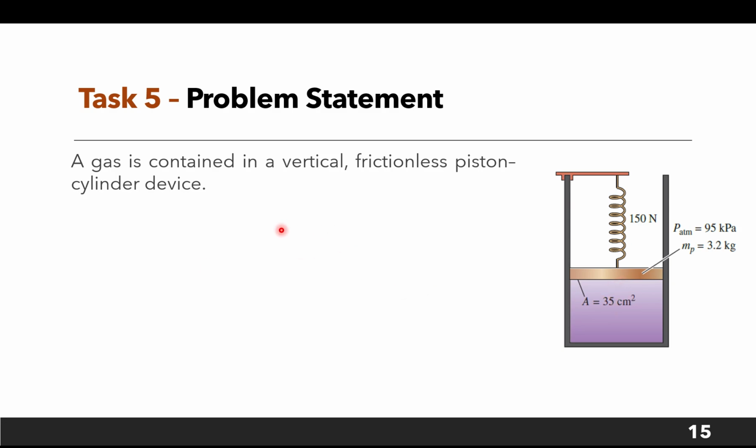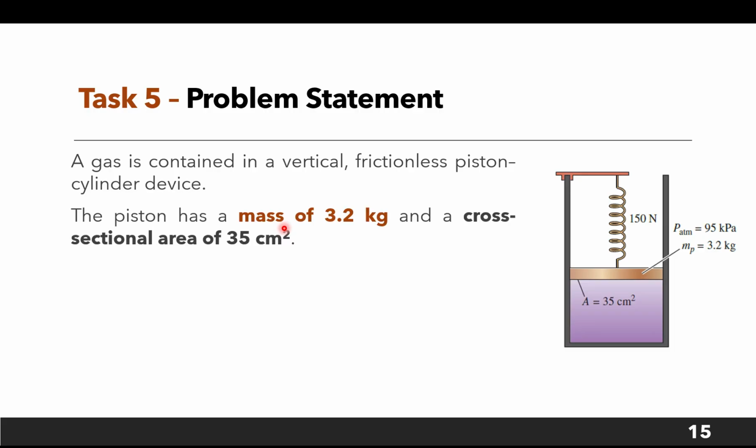Now, it is clear that they've given the mass of the piston to be this, and then the cross-sectional area to be this in square centimeters. Remember, we have to convert it to what? Meters, right? So it will be to the power minus 4, right? So we have 0.0035 meter squared. That's what is going to be the area. Now we are going to see how best we can solve this problem.